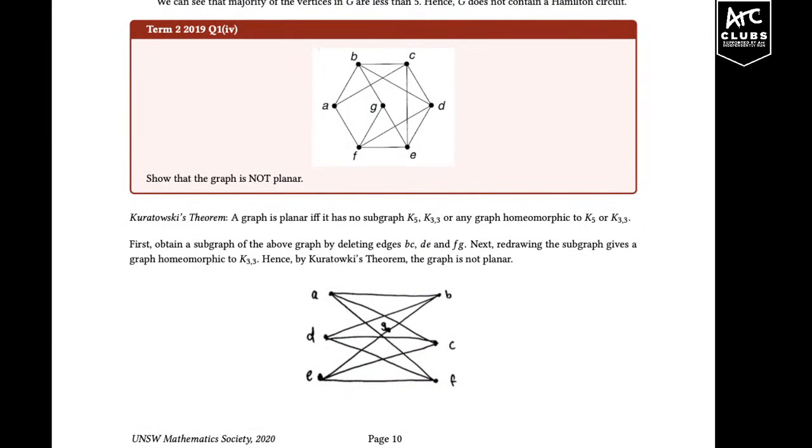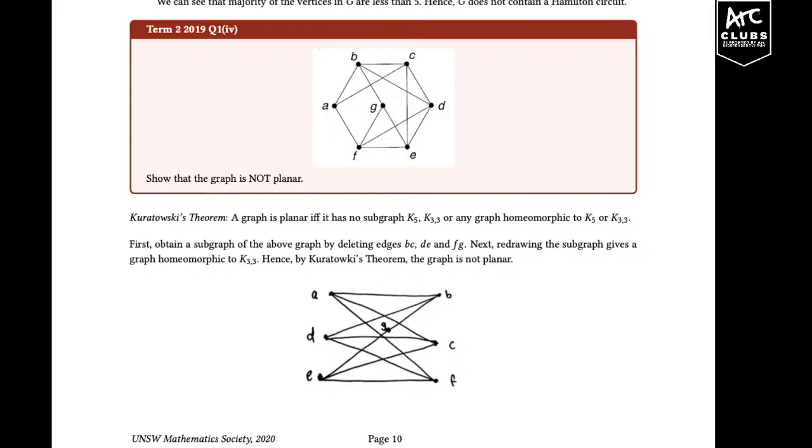Okay, so moving on, we have our next question, and you're given a graph here, and it says to show that the graph is not planar. A planar graph is essentially a graph that you can draw with no intersecting edges. I have a definition of that later on in the presentation, but we'll just be using that for now.